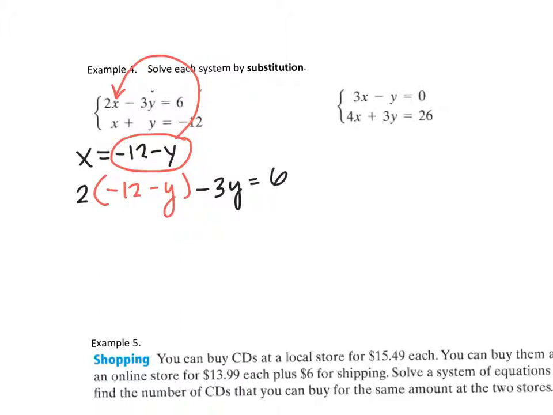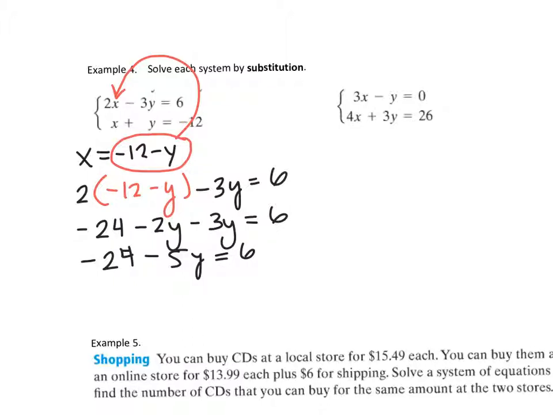So now I have an equation that's only y. It's going to be negative 24 minus 2y minus 3y equals 6. So negative 24 minus 5y equals 6. Add 24. So negative 5y equals 30. So y equals negative 6. Once you get one of your variables, y equals negative 6, you're going to plug it back into either one of these and solve for x.